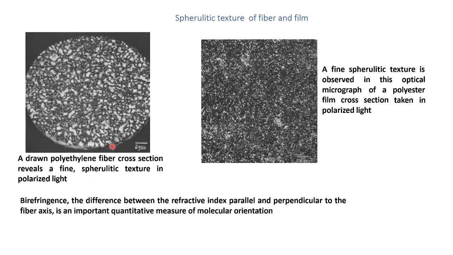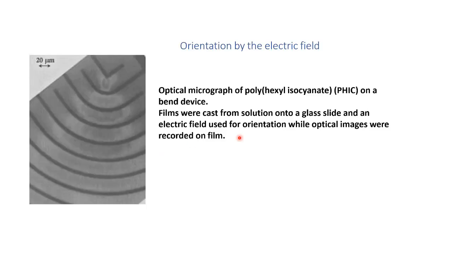Then different fibers and films we can also observe. This is a polyethylene fiber cross section. It reveals a very fine and spherical texture. And here we have a spherical texture again in the polyester film cross section. So these two are cross sections of the fiber and film.